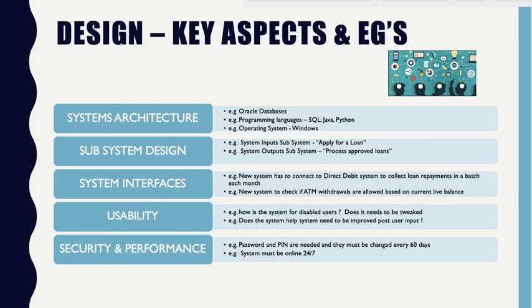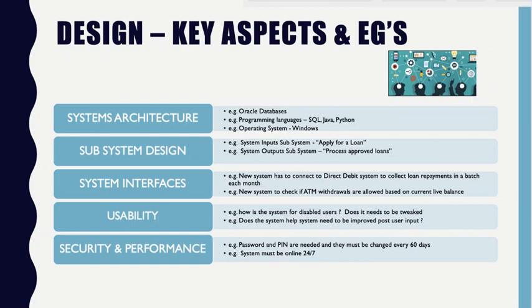So a couple of examples could be we're going to use Oracle databases. Oracle is a company. The programming languages that we're going to use, well, for our database, we're going to use SQL. For our back-end systems, we're going to use Java. And for some of our front-end design, we're going to use Python. The operating system that we will operate this system on will be a Windows-based system, so it's Microsoft Windows.